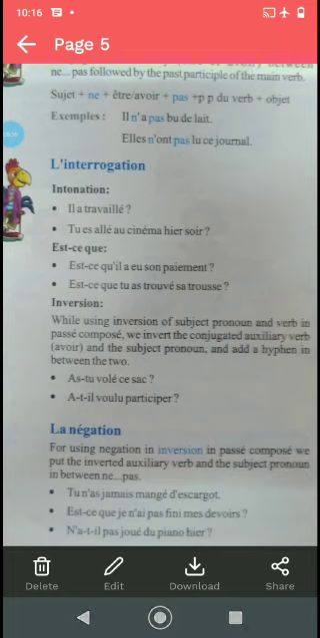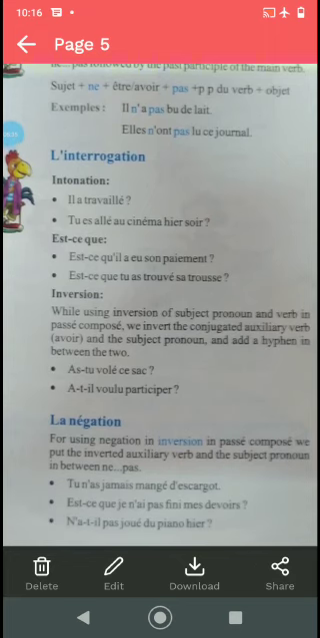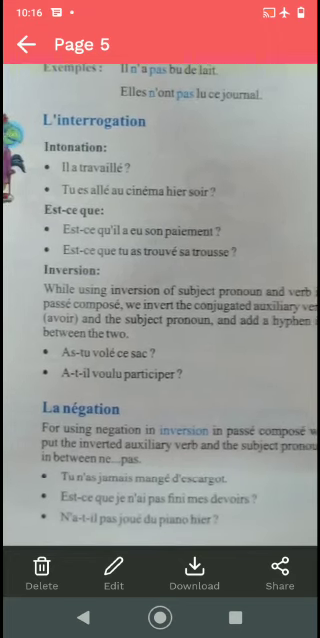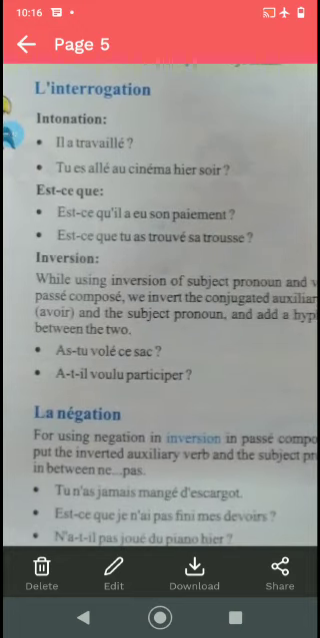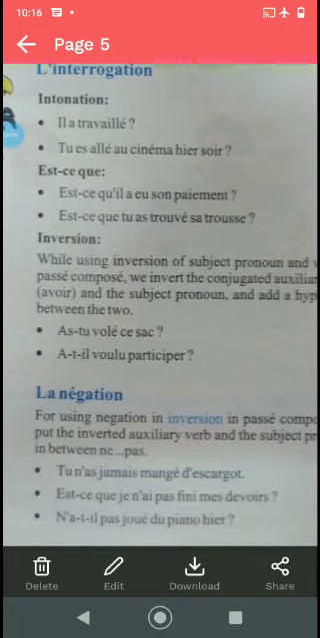Est-ce que je n'ai pas fini mes devoirs? N'a-t-il pas joué du piano hier? So here what you are going to do is put the ne. For example, in the first, tu n'as jamais mangé. Here again ne and apostrophe will be before the as, because you are putting negation in the question. So you never ate the snails. The never, or did not, will be before the auxiliary verb. So it has to be: tu n'as jamais.